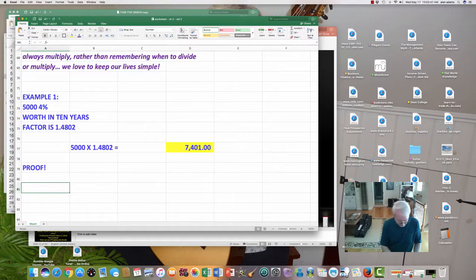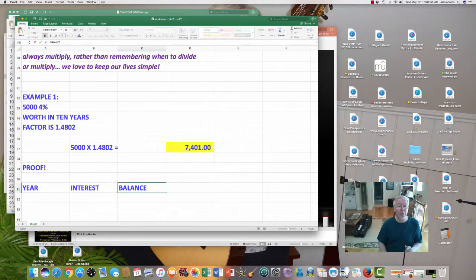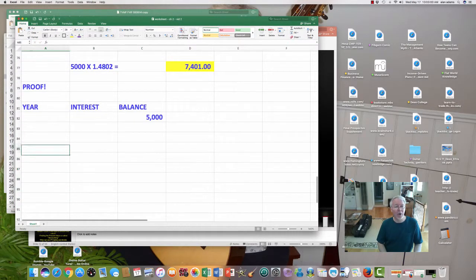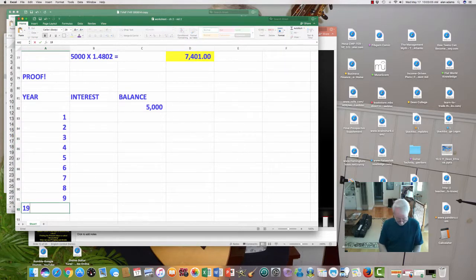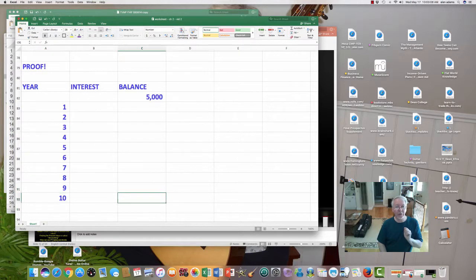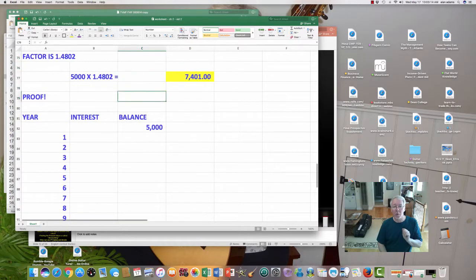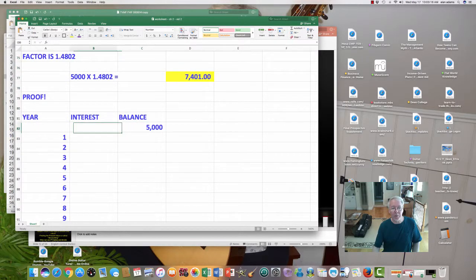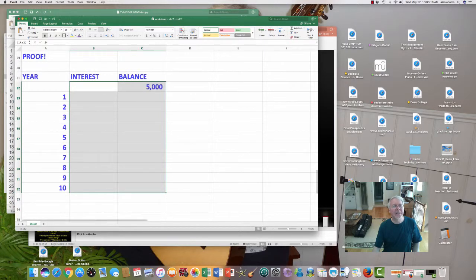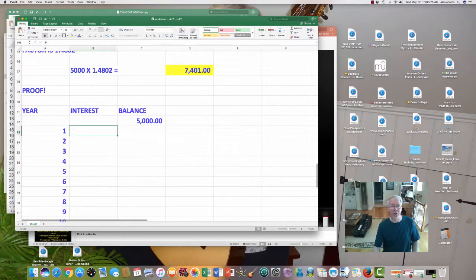So to do a proof, I'm going to put the year. I'm going to show how much interest we make every year. I'm going to show a running balance. Okay? How much am I starting with? I'm starting with $5,000, right? How long am I doing this? I'm doing this for 1, 2, 3, 4, 5, 6, 7, 8, 9, 10 years. At the end of 10 years, if I did this right, ladies and gentlemen, I should see $7,401. Okay? And I'm going to put down pennies because I like to see 2 decimal places when I do money calculations. You don't need to go beyond that.